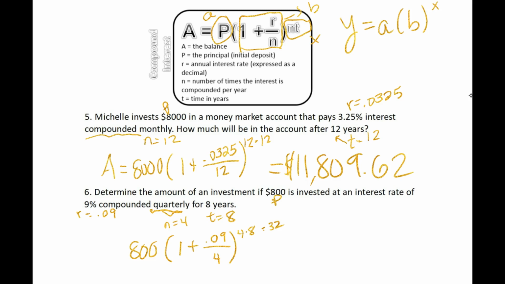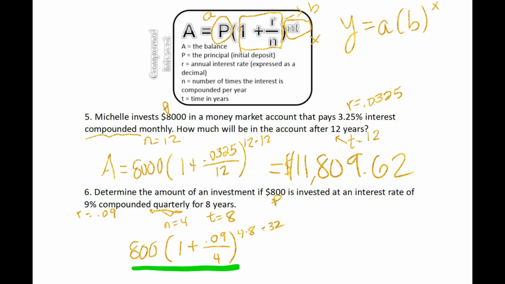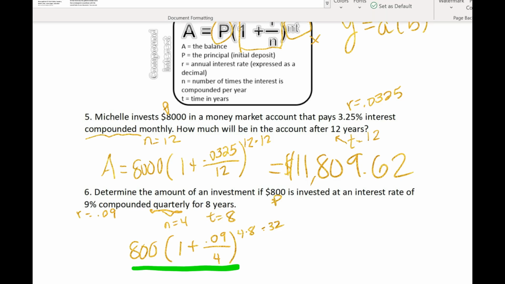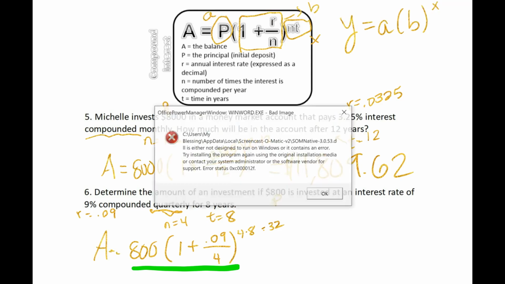I do want to say one thing, that what we're looking at is actually what formula, y'all? What does this look like? I forgot my A. What does this look like? It looks like exponential growth.